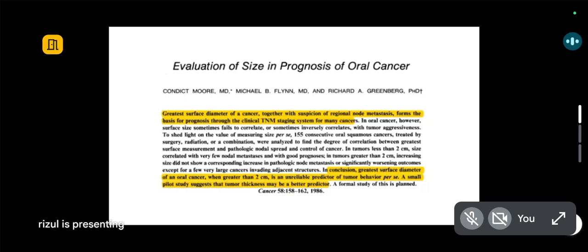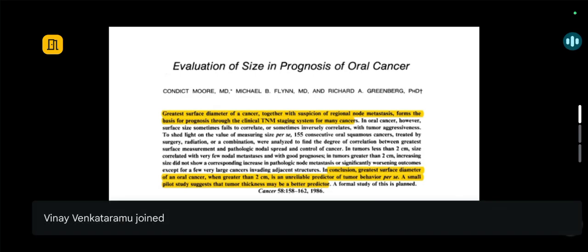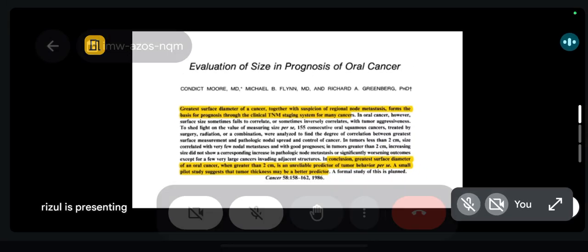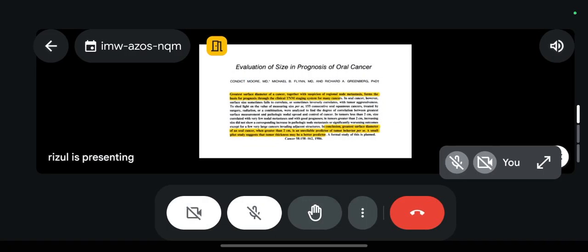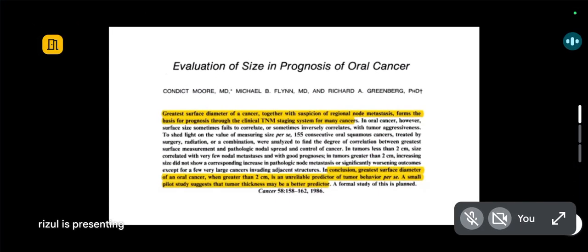Showing the evaluation of size in prognosis of oral cancers, in which they have presented the greatest surface diameter of the cancer together with the suspicion of regional nodal metastasis that forms the basis for the prognosis through the clinical TNM staging. However, in this study, basically the conclusion was that the greatest surface diameter of the oral cancer, when greater than 2 centimeter, is an unreliable predictor of tumor behavior. So it's a small pilot study that suggests that tumor thickness may be a better predictor compared to the size.